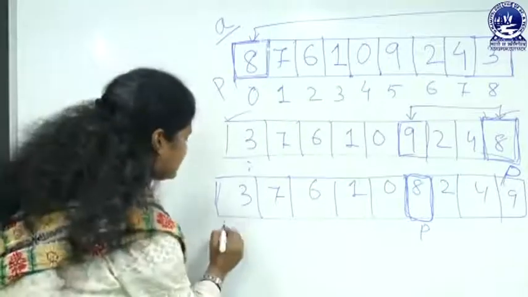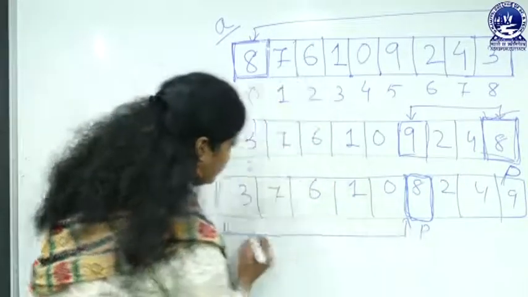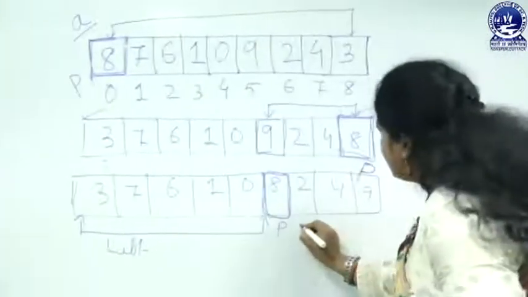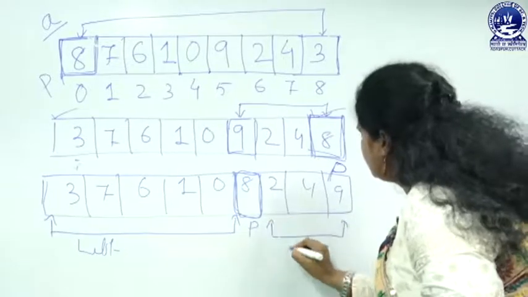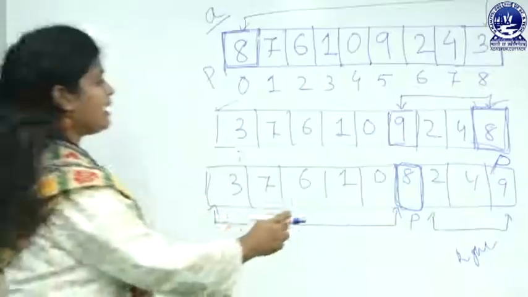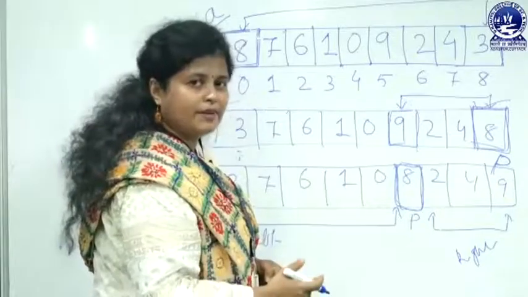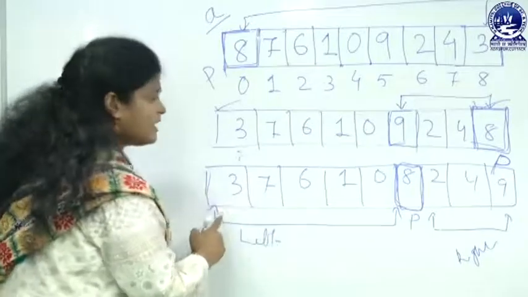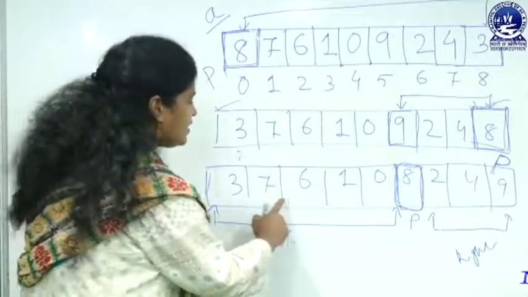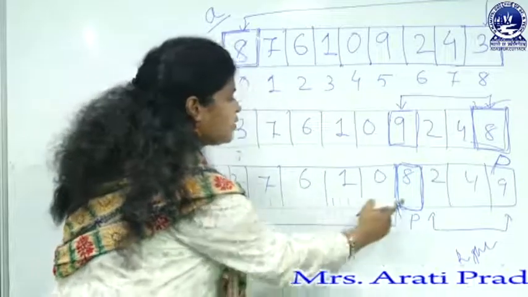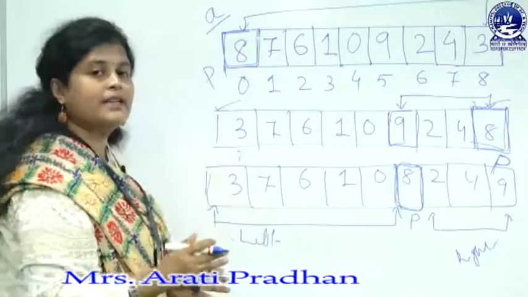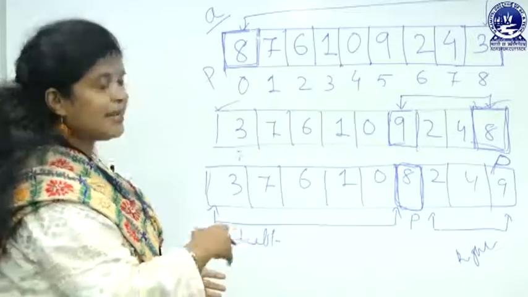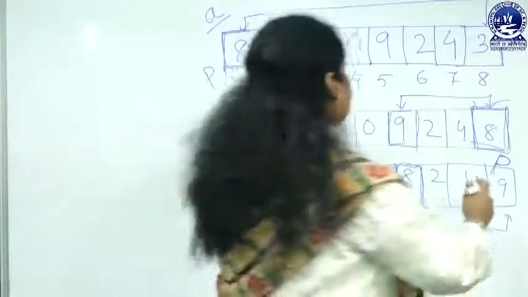Now you can see that this is one list, the left side, and this portion is the right side. Now again we will compare the pivot with all the left side elements and right side elements. Let us start from the left side. All the elements of the left side are smaller than the pivot. It means that the pivot is at its proper position according to the left side.